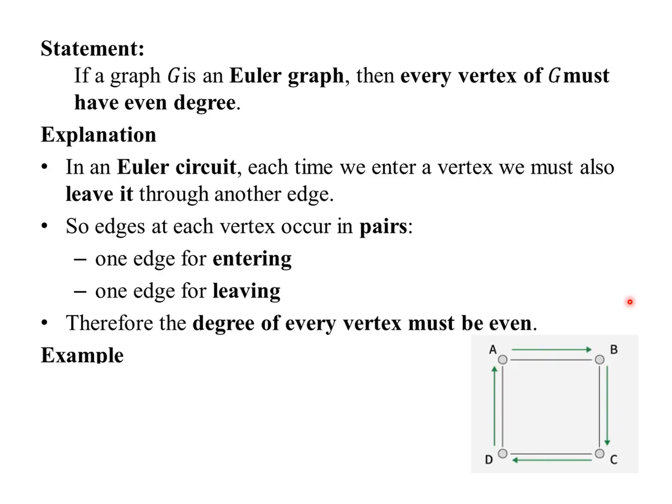So consider this example. We have four vertices and each vertex has an even degree. Vertex A has degree 2, vertex B has degree 2, and vertices C and D have degree 2 each. So this graph contains an Euler circuit, and this graph is also called an Euler graph. This graph satisfies the condition that every vertex of the graph must have even degree.